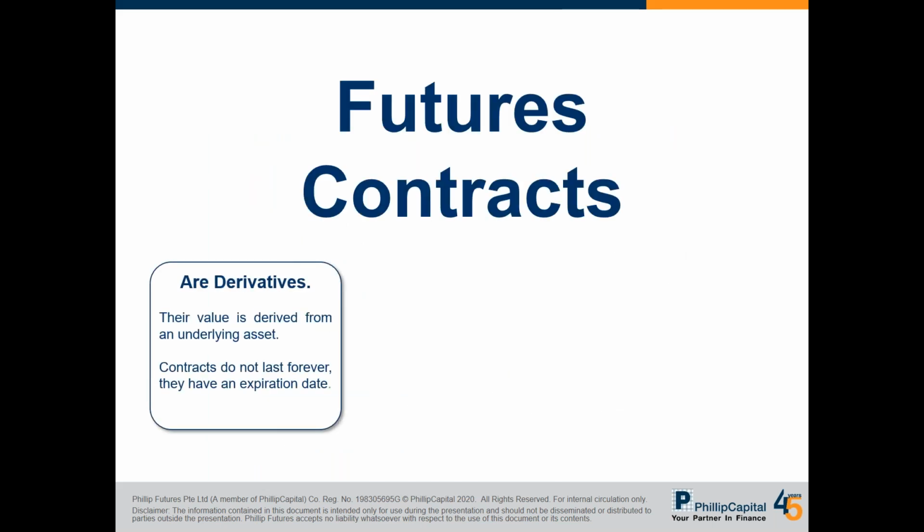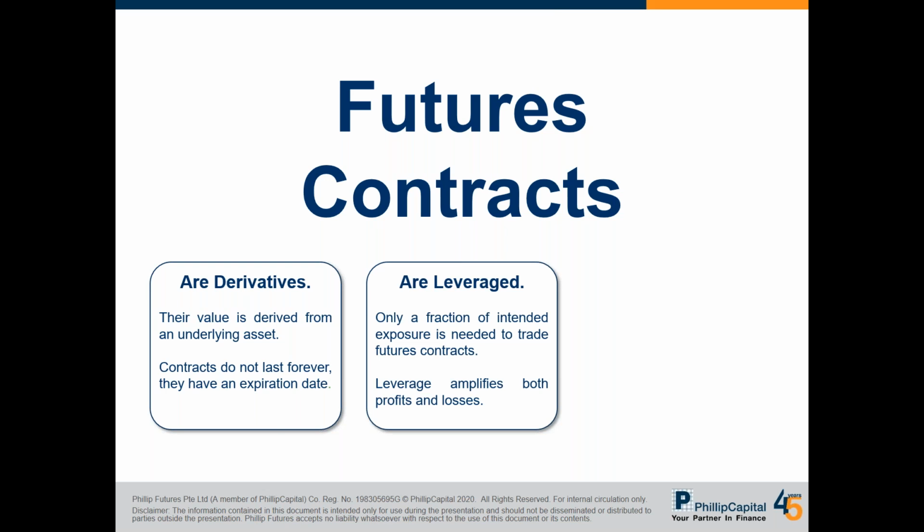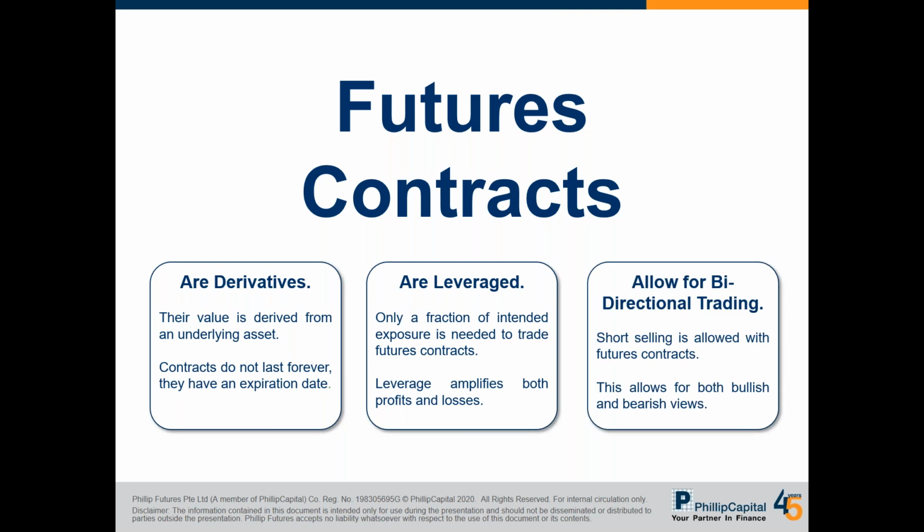So futures contracts are derivatives, derived from the underlying assets. For example, indices do not last forever and have an expiry date, but you can always roll over the contracts to prolong your positions. They are also leveraged, so only a fraction of the amount is needed, and because of that you can stretch your dollar. It will amplify both your profit and loss, right? And lastly, it allows bi-directional trading, so you can long and short the markets for both bullish and bearish views.